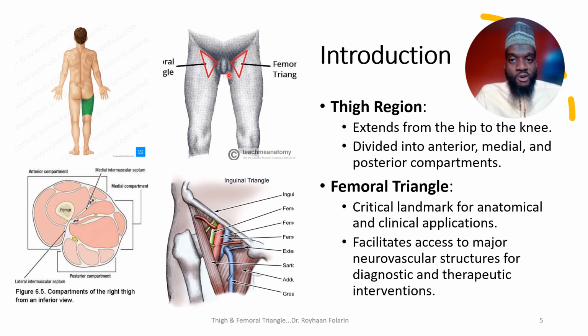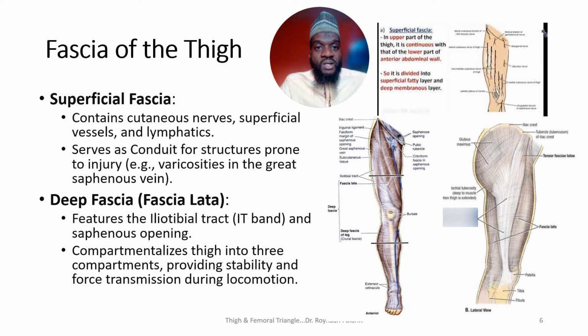It is located at the upper part of the thigh, as you can appreciate here. And this triangle is of clinical significance because it allows easy access to major neurovascular structures. And this is quite helpful for diagnostic procedures and for therapeutic interventions as well. So let's now explore the fascia of the thigh.